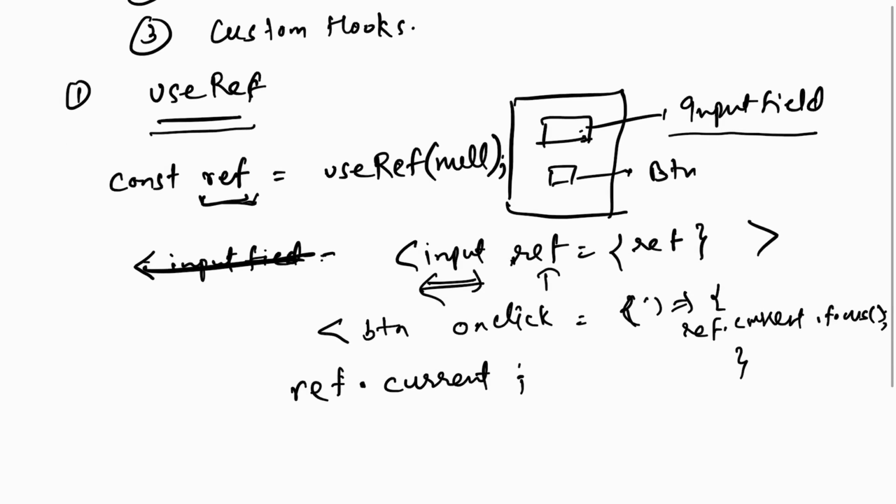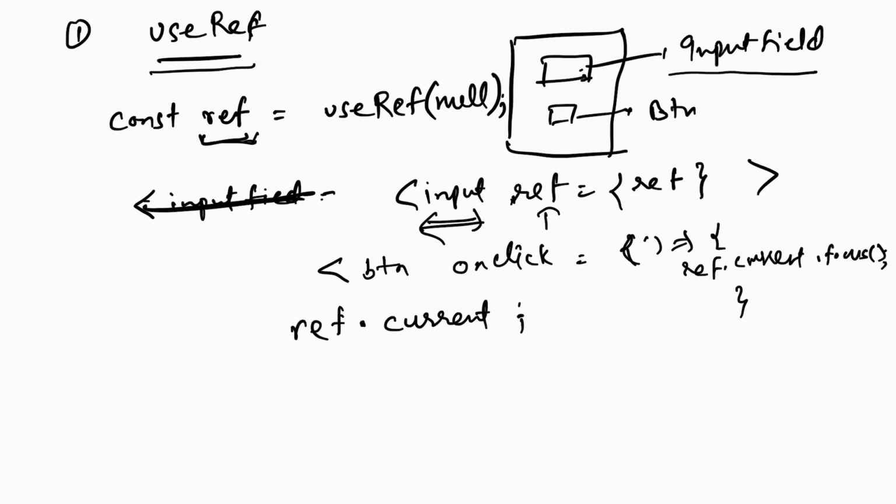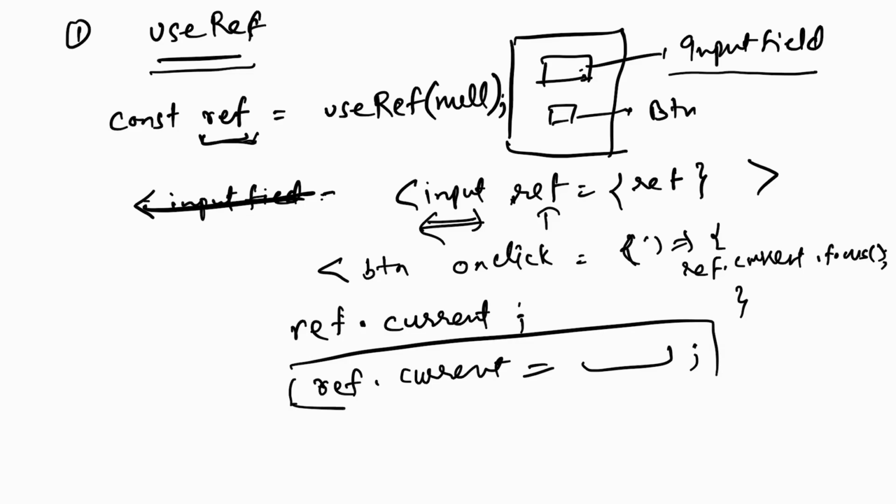Now on click of this button, it will set the focus on this input field. If I want to change the value of some DOM element, I can do the same using, say, another reference dot current, and I can give whatever value I want. Now this statement will change the value of the DOM without re-rendering the component.